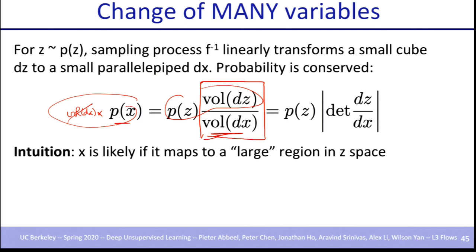This might seem a little bit like it's coming out of nowhere and a little bit surprising. We're not fully deriving that in lecture today, but let me give you a little bit of intuition for this. So imagine I have a small volume in, this is my x space, my small volume dx gets mapped by my function f theta to some volume dz.